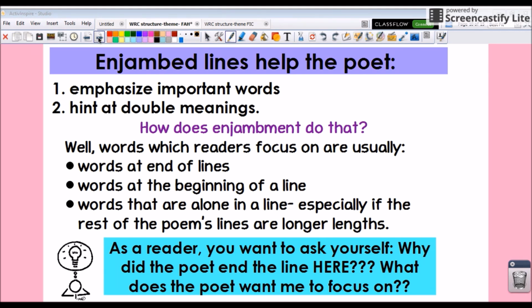So as a reader, you want to ask yourself, why did the poet end the line here? As a poet, you're basically the god of your poem. You can do whatever you want. If you want your poem to have really long lines, no one's stopping you. If you want them to have lines that only have one word on them, nobody's stopping you. You're going to make choices that help develop a rhythm of your poem, that help to emphasize meaning. So your choices matter. Now, as the reader, you want to really think about, if I was the poet, why would I have arranged the poem this way? What is it that I want the reader to focus on?